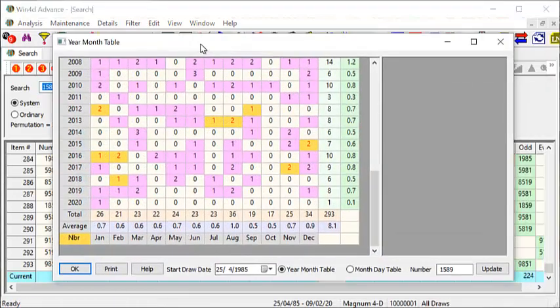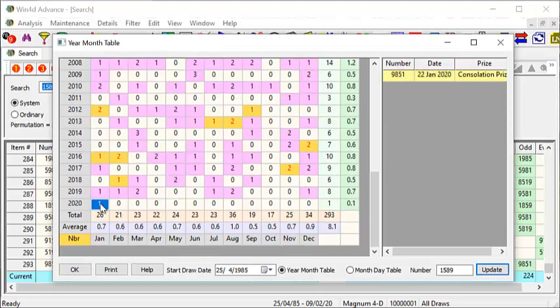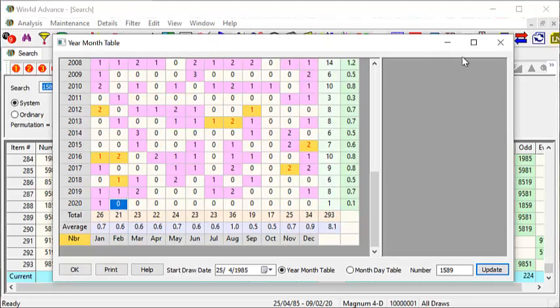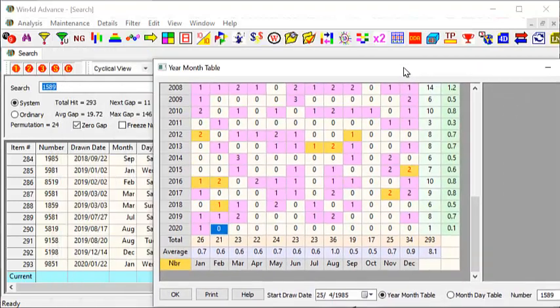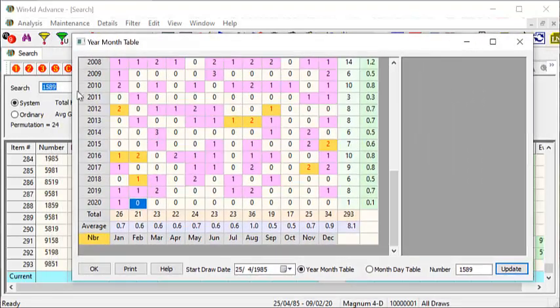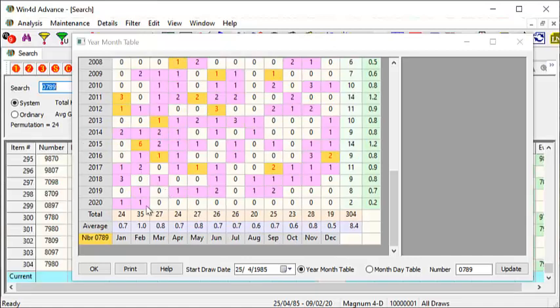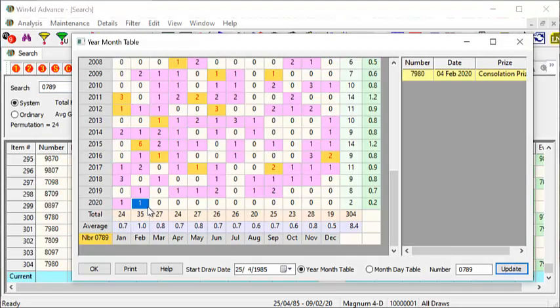For Magnum, you can see that it has appeared in the month of January, but yet to win a top prize for the year 2019. So I think good chance. Another set to bring to your attention is 0789. Same thing, you can see that it just appeared in the month of February, also with no top prize in the year 2019.